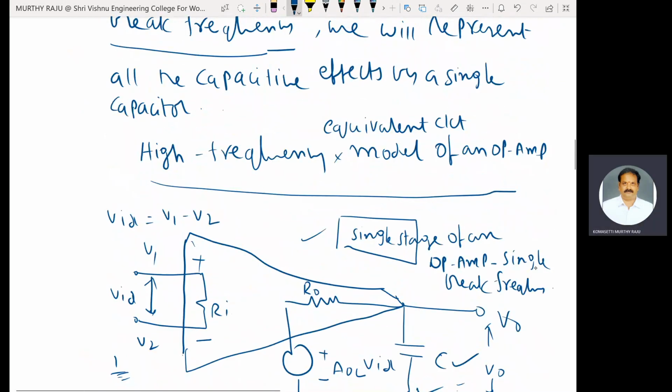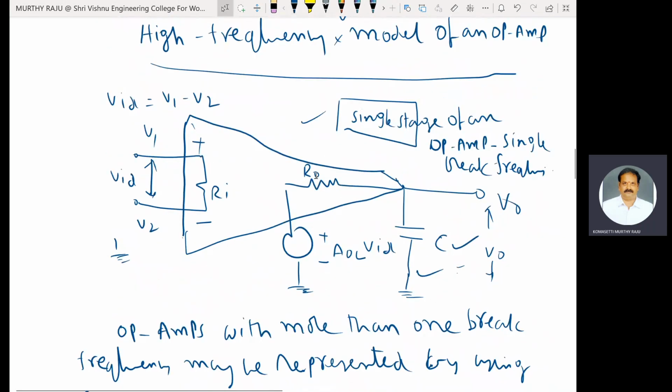Single stage of an op-amp has a single break frequency. Equivalent circuit of the high frequency model of an op-amp. This is the high frequency model of an op-amp. Here V1 is the voltage applied at the non-inverting terminal of an op-amp. V2 is the voltage applied at the inverting terminal of an op-amp.